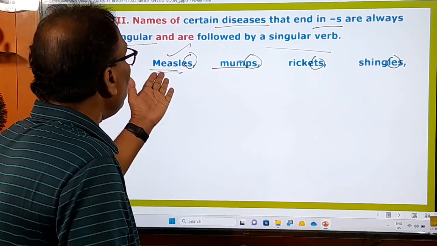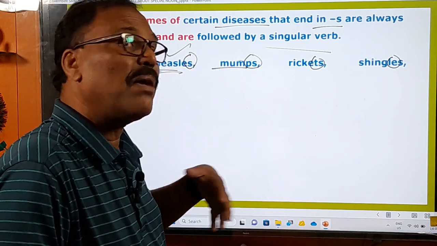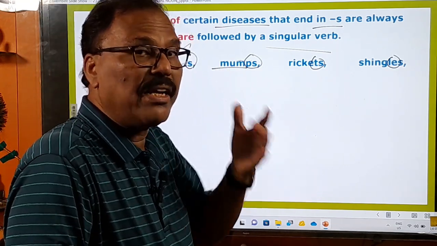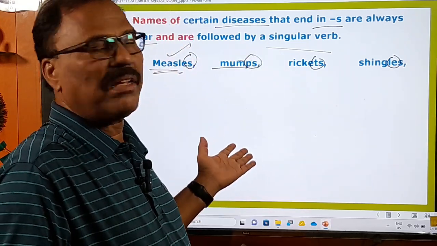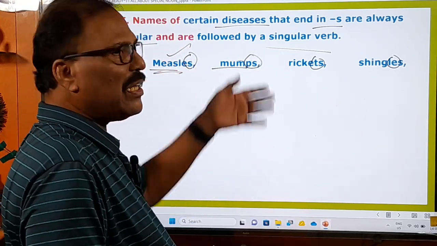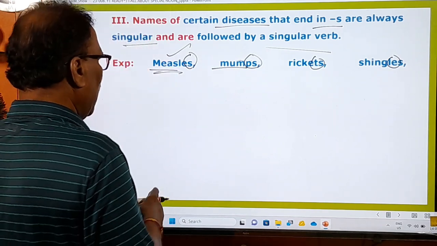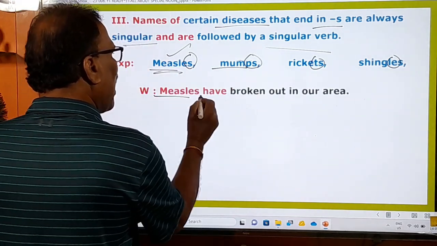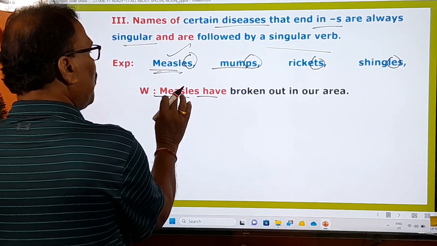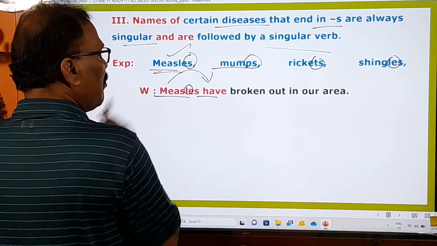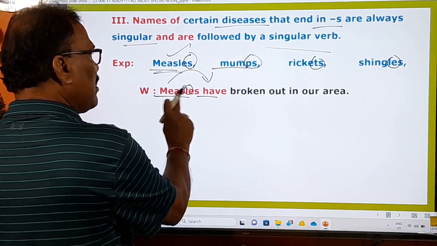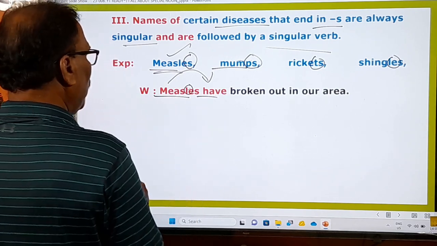Seeing that they are ending in S, some people think they are plural words and they try to use a plural verb after that. But that's a mistake. They are in fact singular words and therefore they take a singular verb after them. Here, "measles have", because this man thinks the measles is a plural word and therefore he has used a plural verb after that. "Measles have", no.